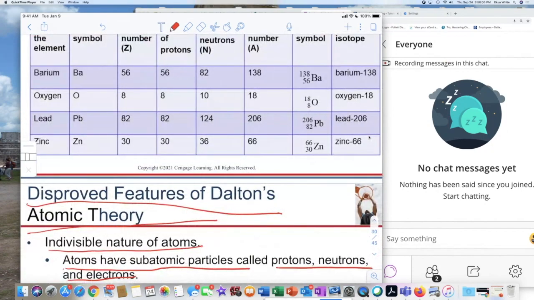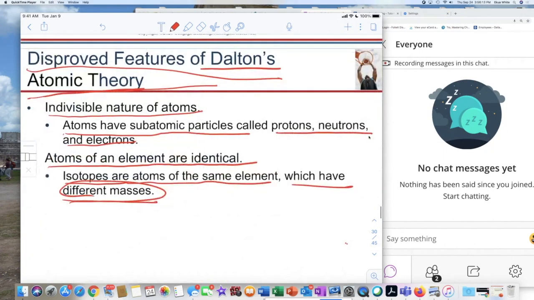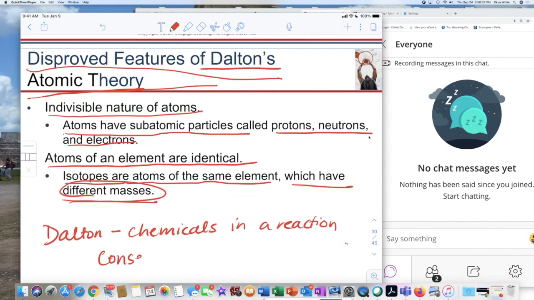remember, we had just talked about Dalton's atomic model, and we talked about his success, and we praised him and said, Dalton, you did a good job. And the way you presented your model was great. Because of Dalton, we were able to understand how chemicals behave in a reaction, right? He was able to help scientists talk about the conservation of mass. Thank you, Dalton, for that.